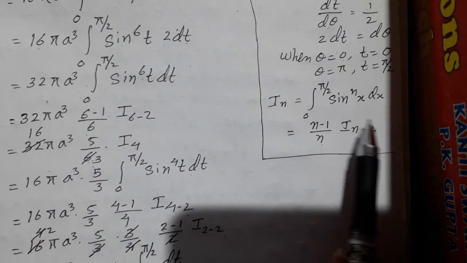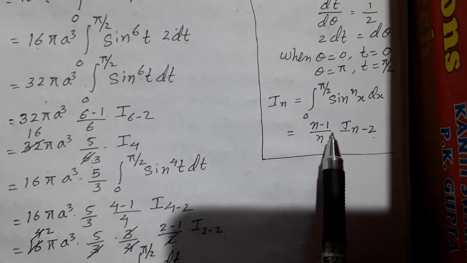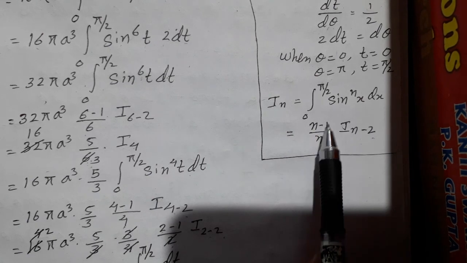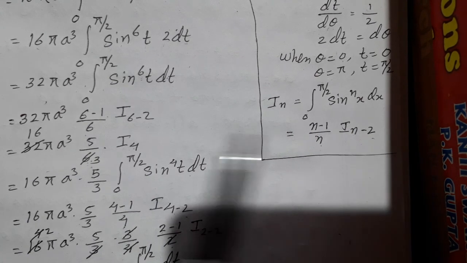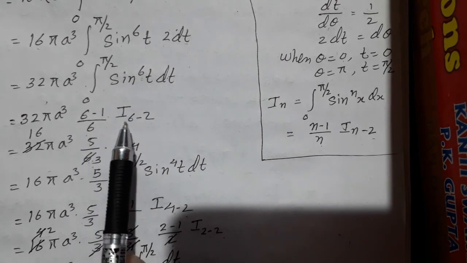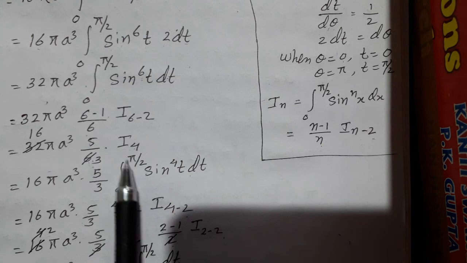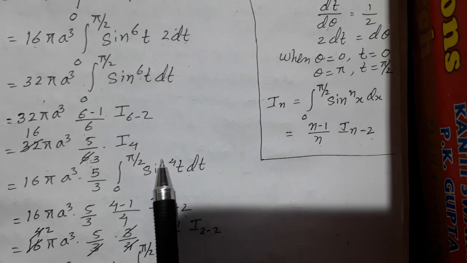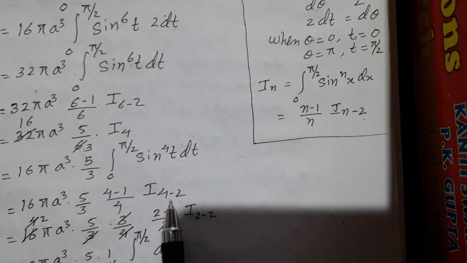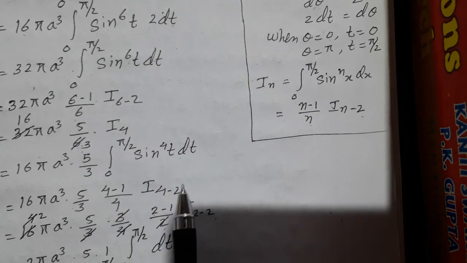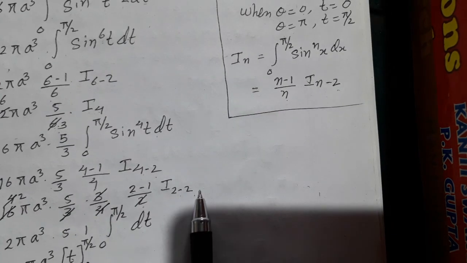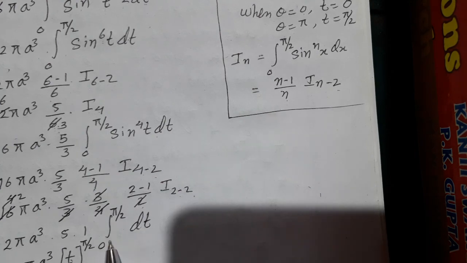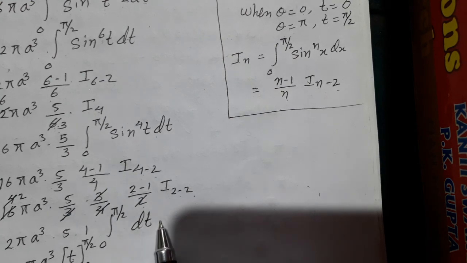Now we'll use this reduction formula which you have learned in the first semester. Integral from 0 to pi by 2 of sine to the power n x dx is equal to (n minus 1) by n times I(n minus 2). Here n is 6, so we get 6 minus 1 by 6 I(6 minus 2), that is I4, the integral of sine to the power 4t dt. We again apply this: 4 minus 1 by 4 I2. I2 also we apply: 2 minus 1 by 2 I0, that is sine to the power 0 t, which is 1. So the last integration left is 0 to pi by 2 dt.